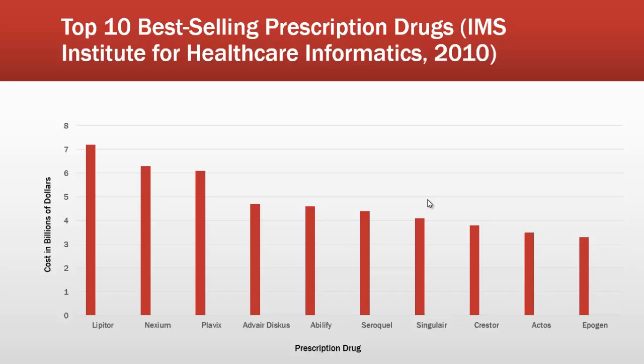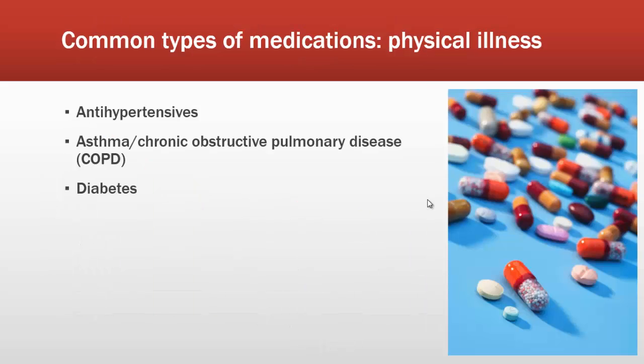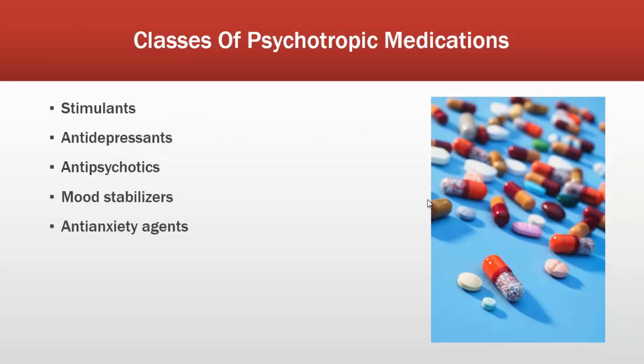Lipitor. Now here are some common types of medications for physical illness. I think this is probably more applicable for people who are working in MedFT. Classes of psychotropic medications: now these are ones that you're going to run into quite a bit. Stimulants, antidepressants, antipsychotics, mood stabilizers, and anti-anxiety agents. Each of these has different side effects, and a lot of times they'll be used at the same time. So in other words, a client will have multiple medications.